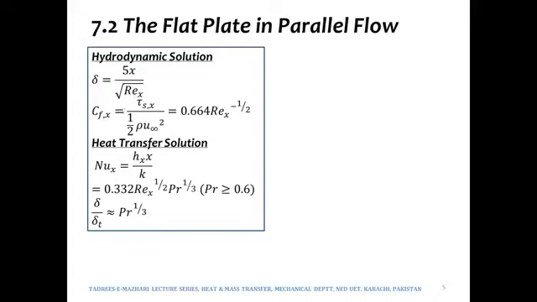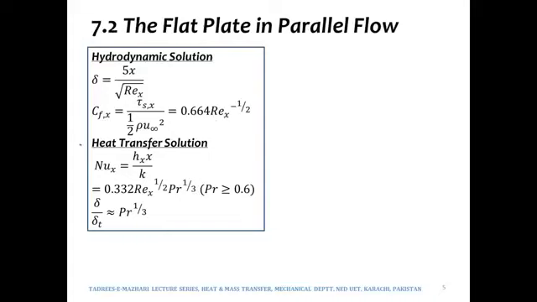So coefficient of friction is a ratio of tau to half rho u square, where u is u infinity, the free stream velocity. This is something that we had taken a look at at the start of chapter number 6. So upon putting the things and going through the derivation, we will get it as 0.664 Reynolds number raised to the power minus half, or 0.664 upon root of Reynolds number.